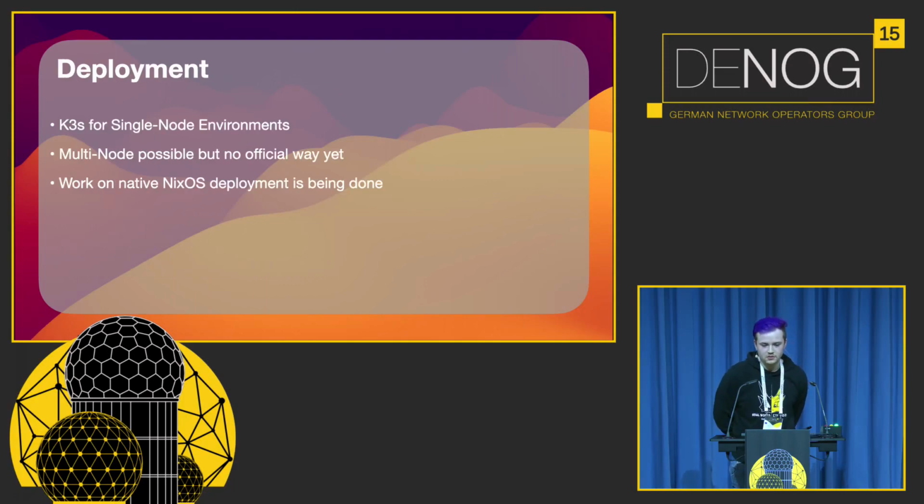As I already said, currently it's a single-node environment, just K3s on a single node. But you can do multi-node deployments, which you would have to do yourself right now because there is no official way of generating the configs. This is because when you generate these configs, they're on your local machine, and then you have to generate configs for every machine, and that's a fairly complicated way to configure. So that's currently not done. And there's work on a native NixOS deployment, so if you have NixOS in your infrastructure, you can just import this as your flake and set some config values, and everything should just work.